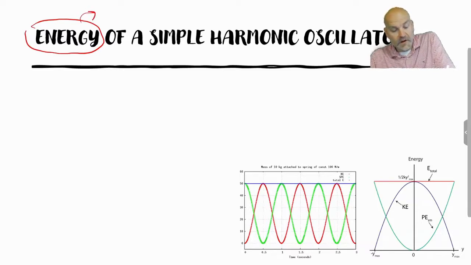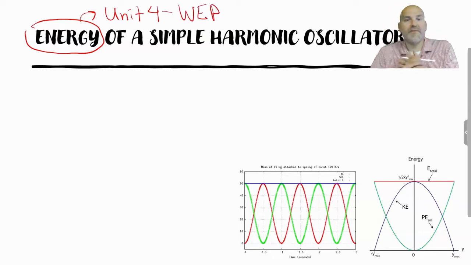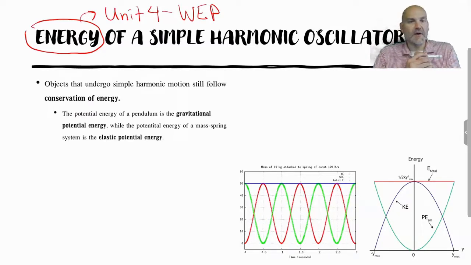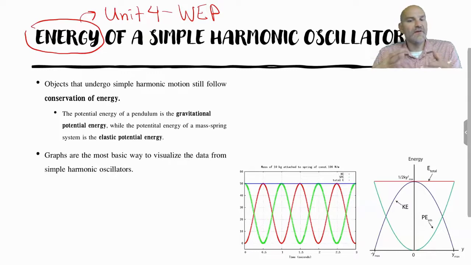The good thing is we had a whole unit on this, right? Unit 4 was that WEP unit, work, energy, power. So some of the questions that you may have already done in Unit 4 are centered around simple harmonic oscillators. So we're just kind of formalizing what is happening, right? Objects that undergo simple harmonic motion will follow conservation of energy. So we're going to change gravitational potential energy for a pendulum and elastic potential energy for a mass spring system to kinetic energy and other forms of energy, okay?